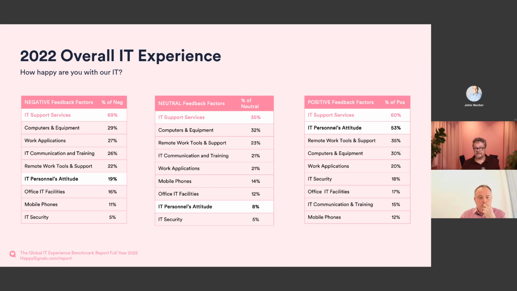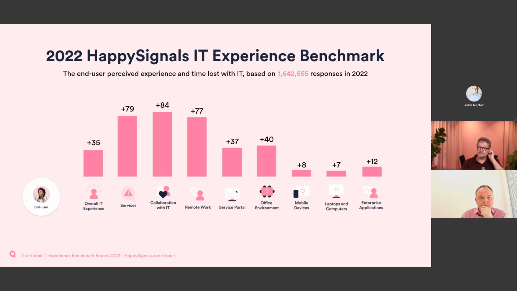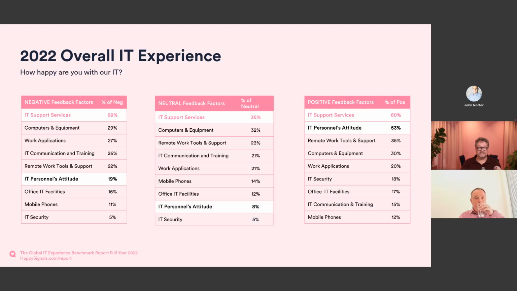If you jump to the negative side, people who selected less than 7, so they are not really satisfied with the overall IT, the reason why they are not satisfied is again support services. What this tells us is that even though in the previous slide you saw that average satisfaction with IT support services is almost 80 on this scale, it is still the one you should be focusing on, because it matters the most.